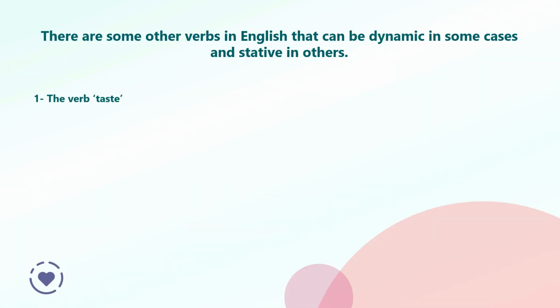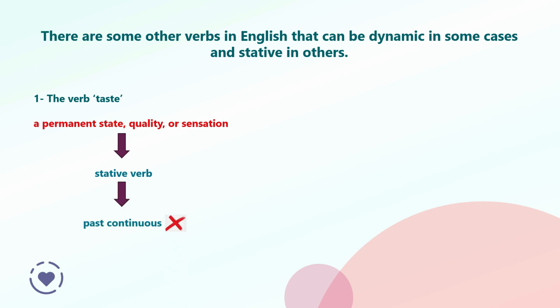The verb taste. When taste describes a permanent state, quality, or sensation, it functions as a stative verb. In this case, you normally cannot use it in continuous tenses. Look at this example. That soup tasted amazing. This describes a quality or state, not an action that progresses over time. On the other hand, saying that soup was tasting amazing is incorrect. Here, taste is stative, so the continuous form is not appropriate.